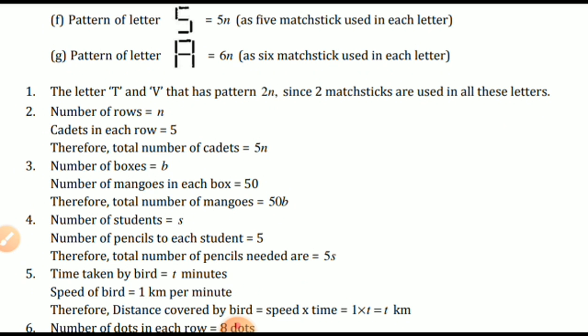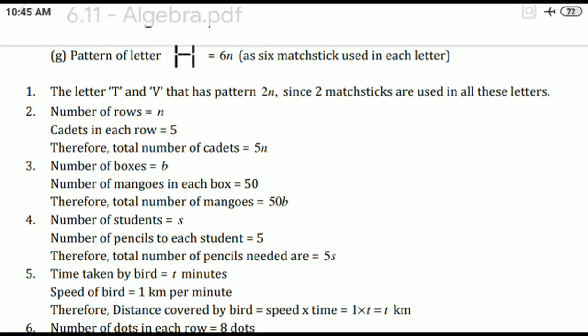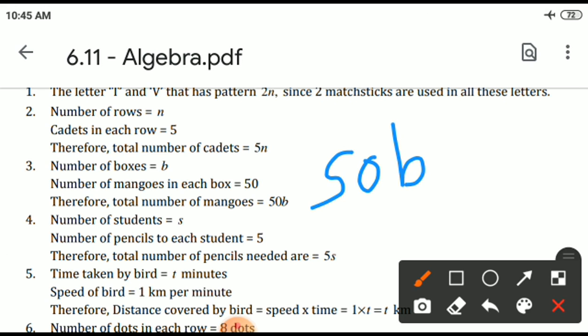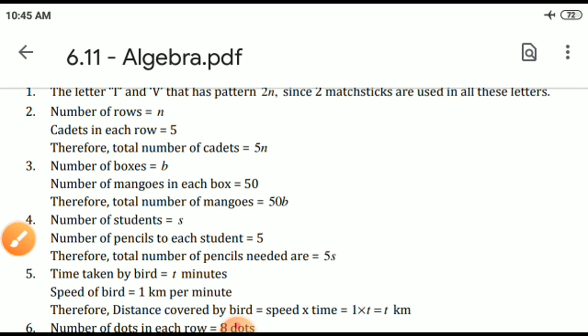Second one. Number of rows is equal to n. Cadets in each row, 5 are there. So how many total are there? 5 into n, 5n NCC cadets. Yes. Number of boxes is B. Number of mangoes in each box is 50. It will give you a total. How many mangoes are there? Boxes multiplied by the mangoes in each box. That means 50B. 50B is an expression. Yes, my dear student, this is the monomial. This is the coefficient and this is the variable. We already studied this in our introduction session.